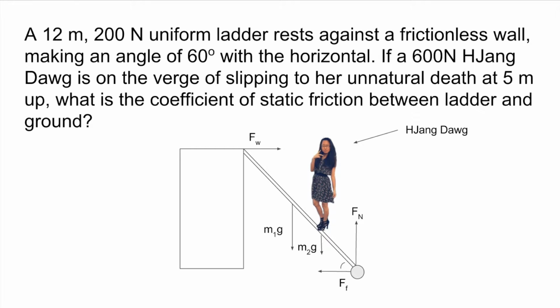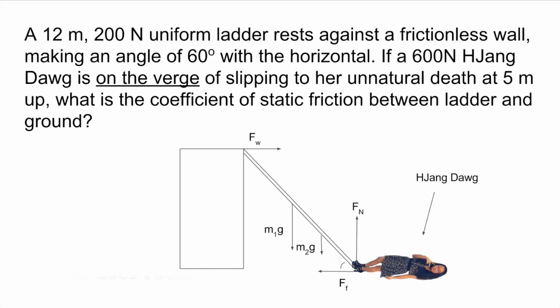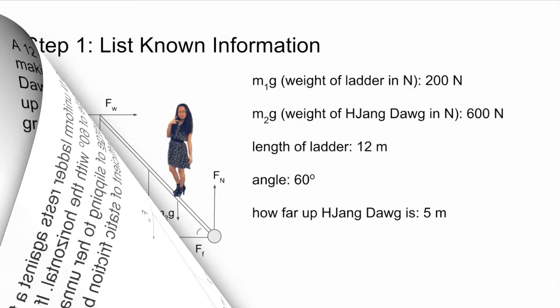A 12-meter, 200 Newton uniform ladder rests against a frictionless wall, making an angle of 60 degrees with the horizontal. If a 600 Newton H. Jang dog is on the verge of slipping to her unnatural death at 5 meters up, what is the coefficient of static friction between ladder and ground?